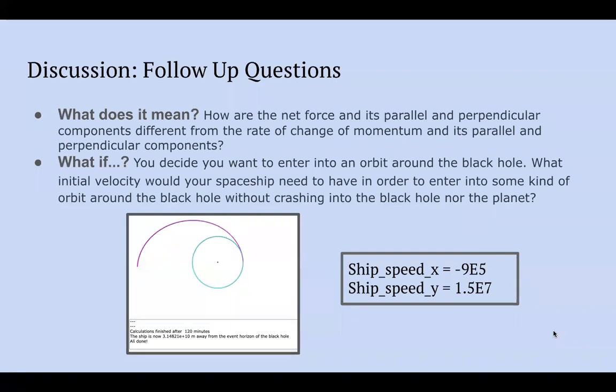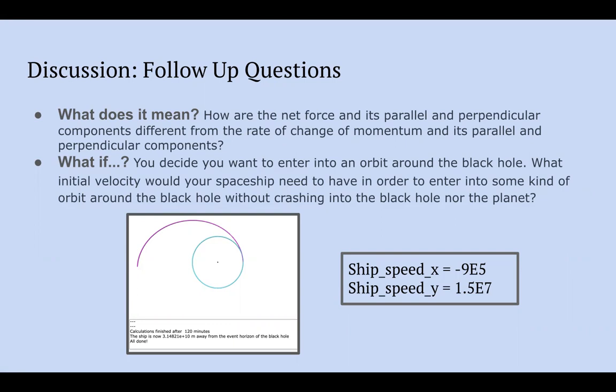The first discussion question asks how the net force and its perpendicular and parallel components differ from the rate of change of momentum and its perpendicular and parallel components. Mathematically, there's no difference. The main difference for this lab, however, is that the rate of change of momentum is something we can calculate through observing the object's position and momentum. On the other hand, the net force is not something we can calculate without knowing the mass of the black hole.